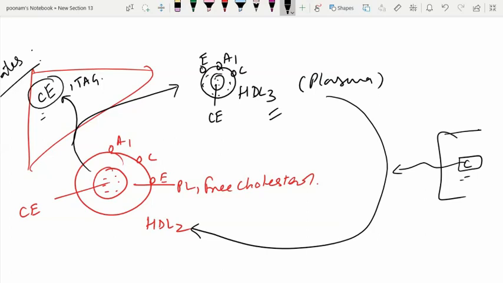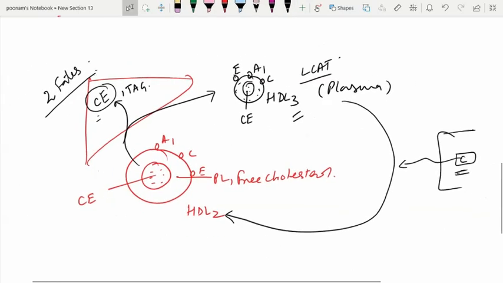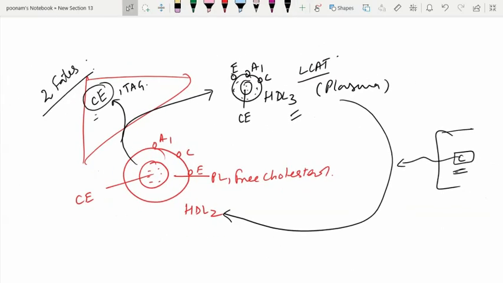See, when the cholesterol ester is taken up by the liver, the product inhibition on LCAT is abolished. So the LCAT starts acting once again on this HDL3 and allows the lacuna to be formed, and that lacuna accepts the cholesterol from extrahepatic tissue. So this is number one fate, which is seen when there is rapid circulation.